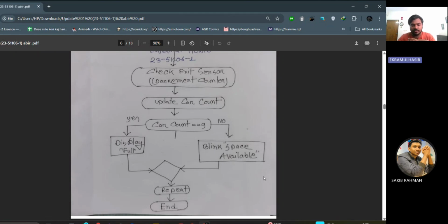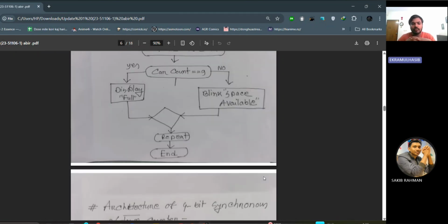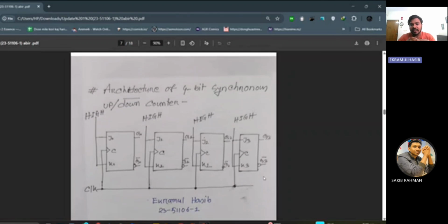So, first question, last part: the architecture of the 4-bit asynchronous up-down counter. For the counter design question, one 4-bit up-down counter is used for 9 cars, which requires 4 JK flip-flops, since 2 to the power 4 is 16, which is greater than or equal to 9. Each JK flip-flop toggles based on the clock and previous state, enabling counting.